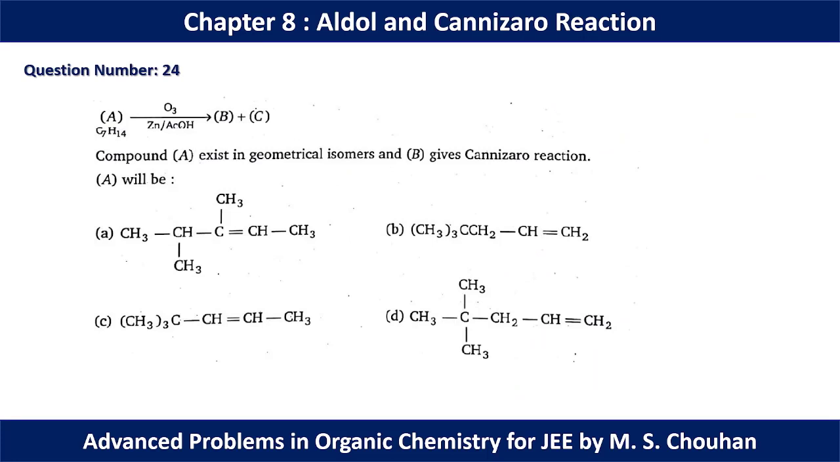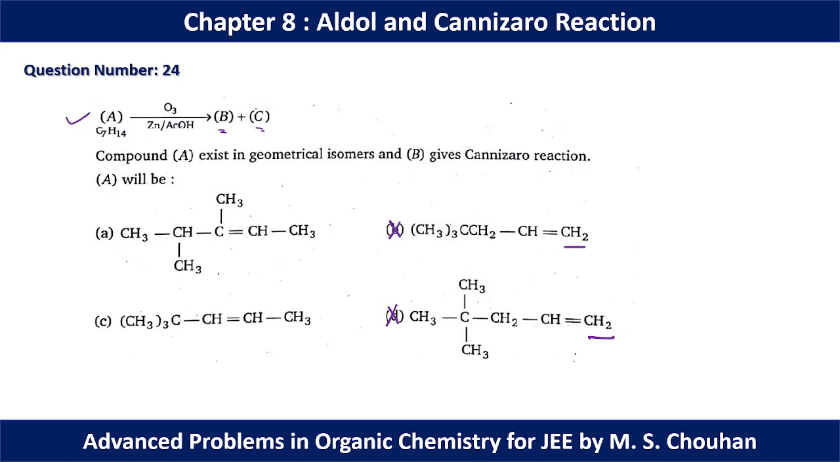In question number 24, we have reductive ozonolysis, and after that we have formed 2 products. If we start with option A, the compound A exists in geometrical isomers. In this case geometrical isomers are not possible because of CH2. In this case also geometrical isomerism is not possible, so B, D cannot be the answer.